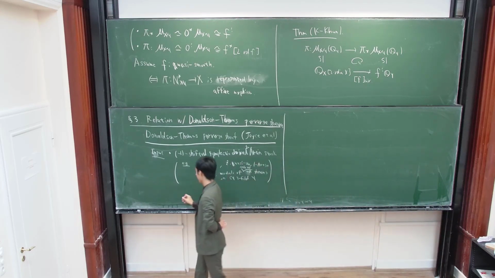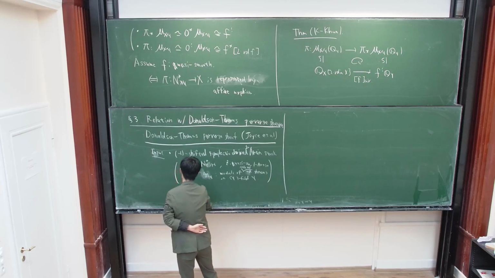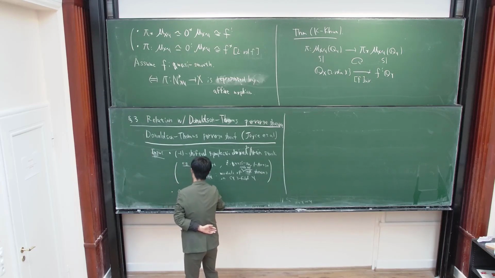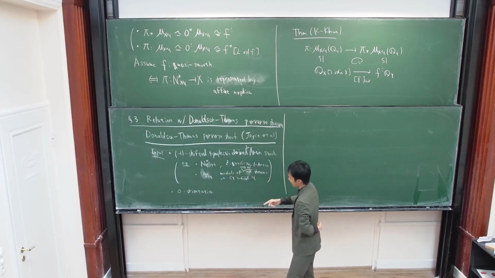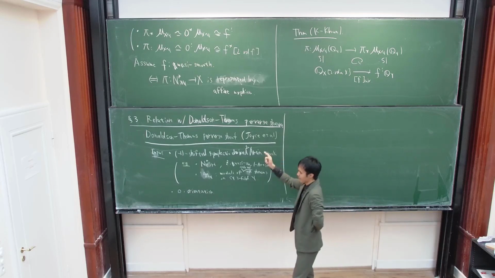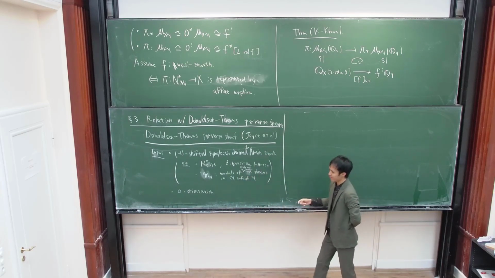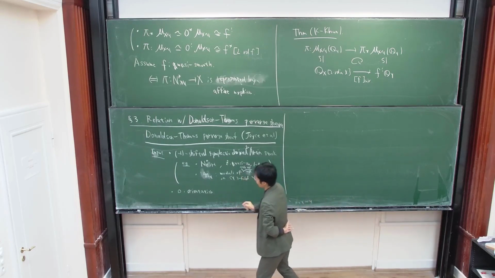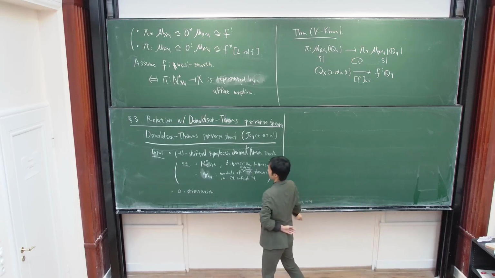And you also need some additional technical data called orientation. I don't explain the definition of orientation because the dependence of the DT power sheaf on the orientation is quite mild. And in my talk, we always have a canonical choice of orientation. So you can forget about the orientation.